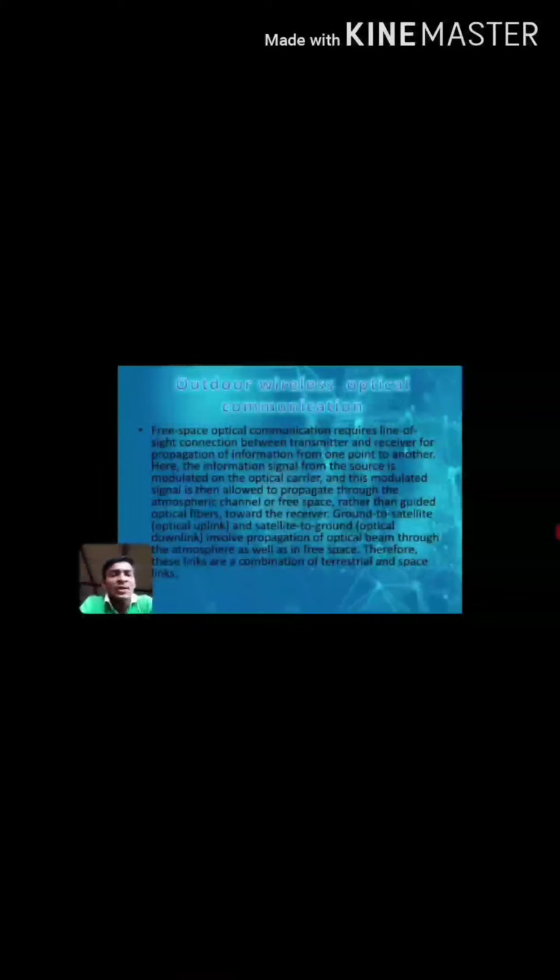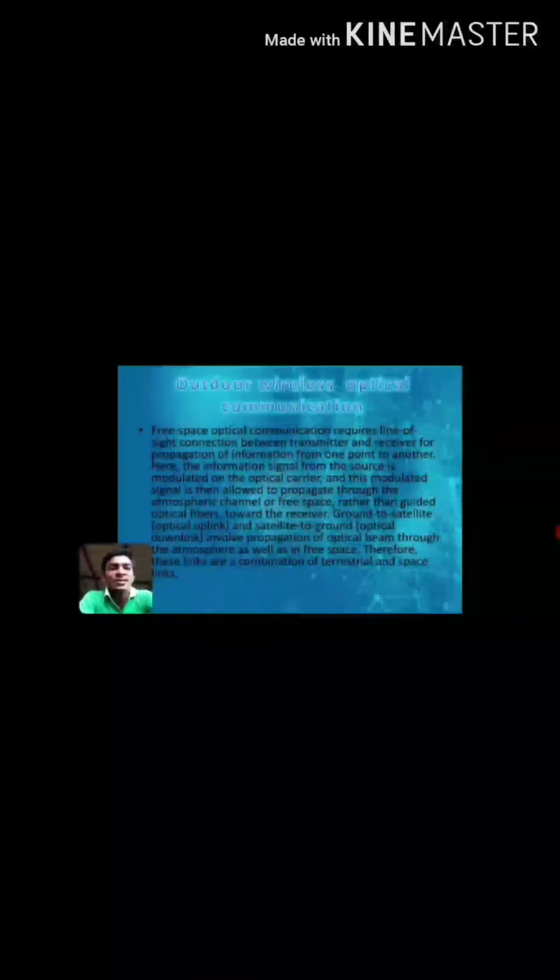Outdoor wireless optical communication. Free space optical communication requires a line of sight connection between a transmitter and a receiver for propagation of information from one point to another. The outdoor wireless optical communication is also known as free space optical communication. It uses a line of sight connection between transmitter and receiver, meaning there is a connection which can see the receiver and sender directly.